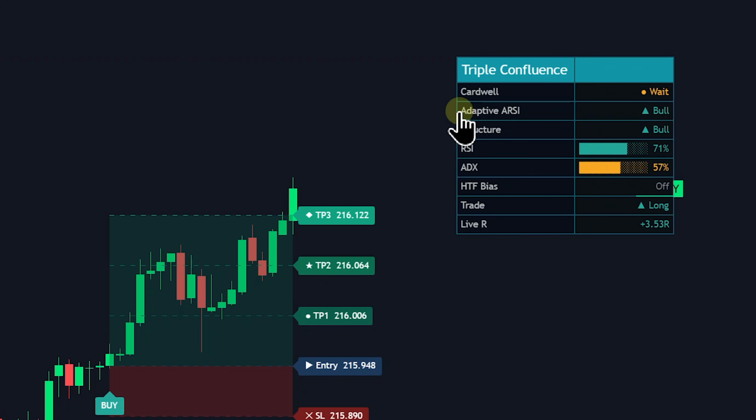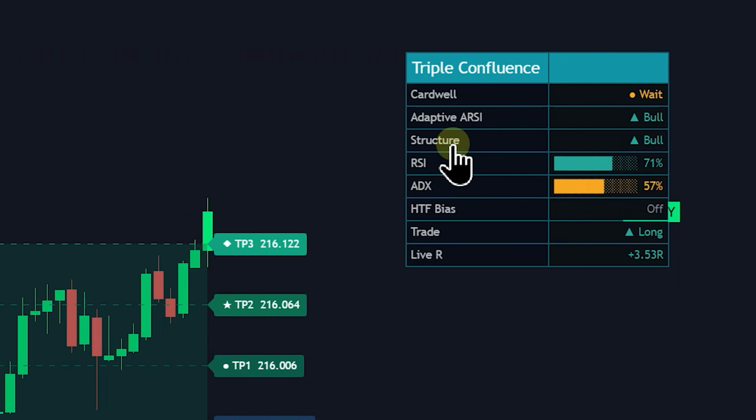The third section represents market structure. This module constantly tracks swing highs and swing lows. Whenever price breaks above a previous swing high, it identifies a break of structure. Whenever price breaks below an important swing low after an existing trend, it can identify a change of character. This gives the indicator confirmation from actual price structure rather than relying only on oscillators.